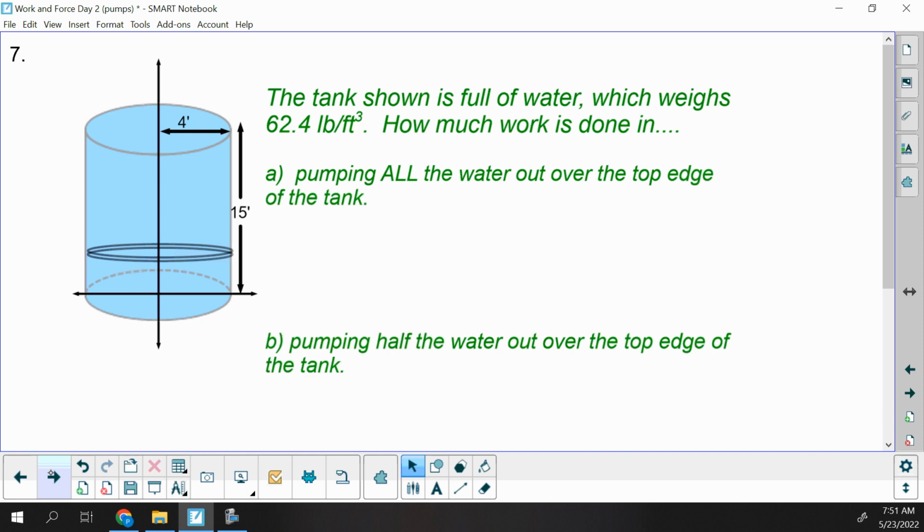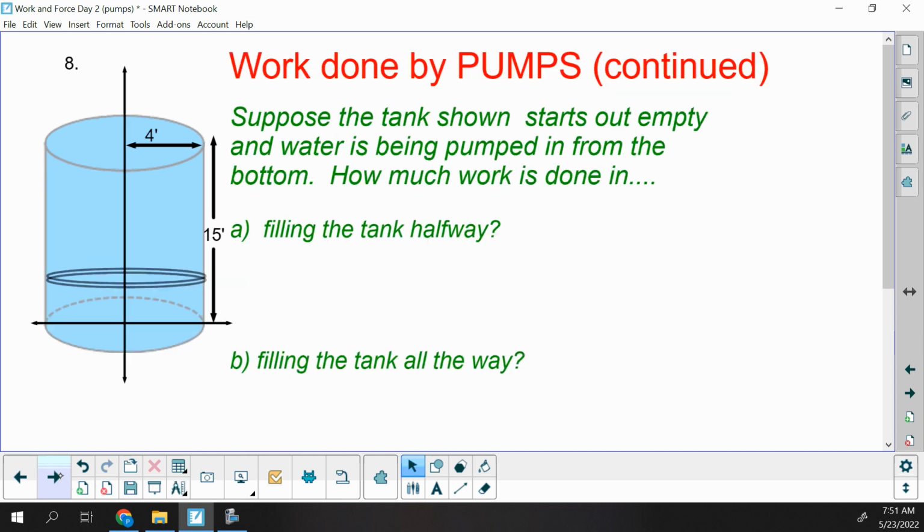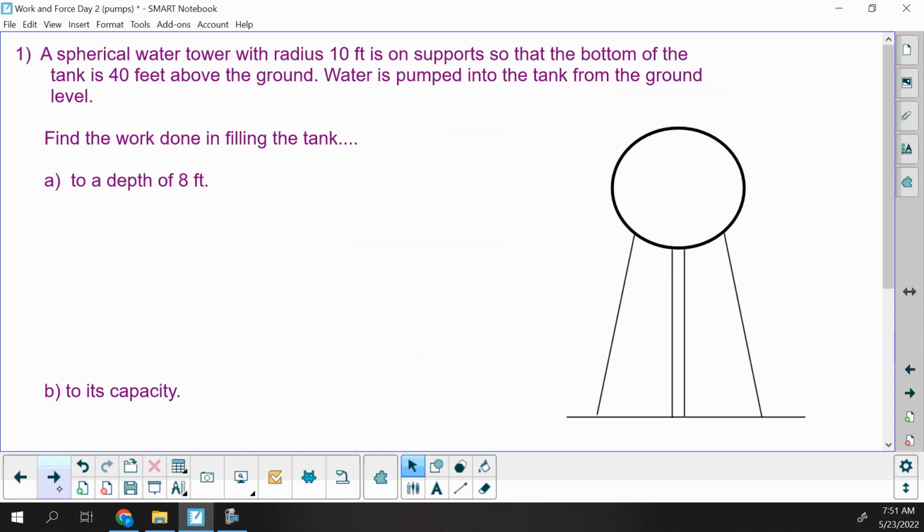So in our packets, we want to go, oops, we already did those ones. We want to go to question 1, where it talks about a spherical water tower. And we've got that pictured here. We've got a radius of 10, and it's on supports, so the tank is 40 feet above the ground. Water is pumped into the tank from the ground level. Find the work done filling the tank up to a depth of 8 feet.